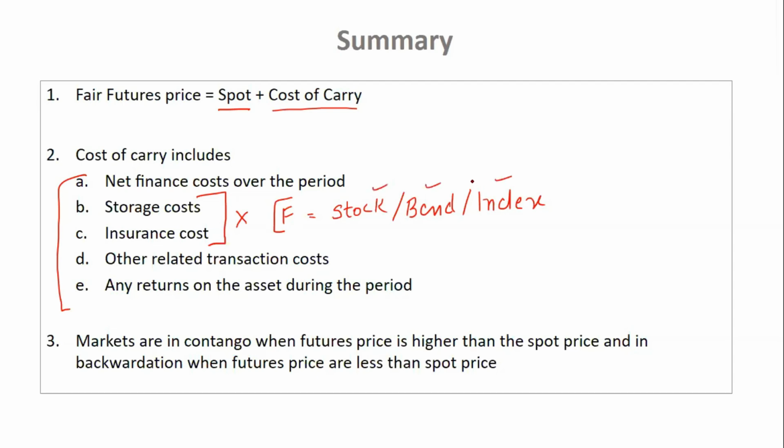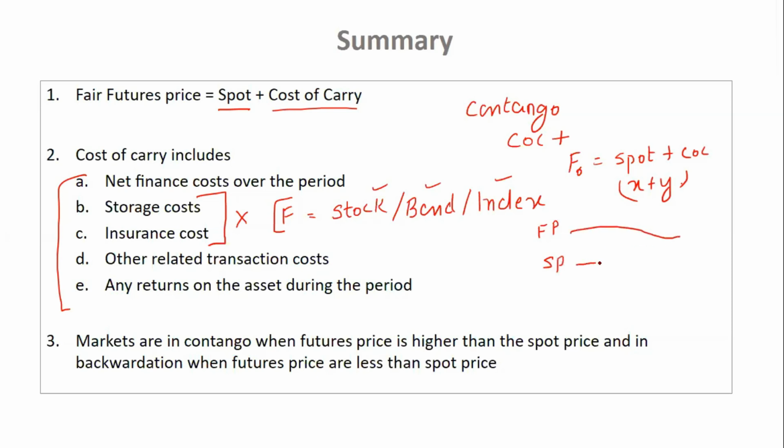Markets are in contango when futures price is higher than spot price. Again, I'll repeat, contango means that your cost of carry is positive. If cost of carry is positive, then your futures price is what? It's spot plus your cost of carry. So in this case, your futures price will be above your spot price. But at the end of maturity, be it a 1 month, 2 month or 3 month contract, they will converge together. On the last day, at the last minute, they will be exactly the same, or very close to the same.